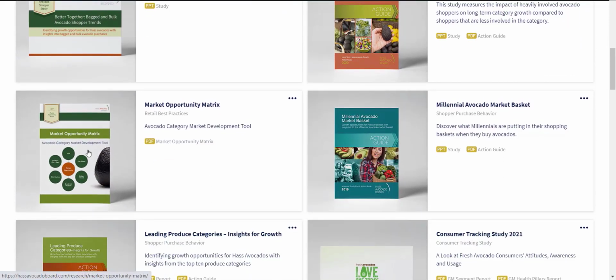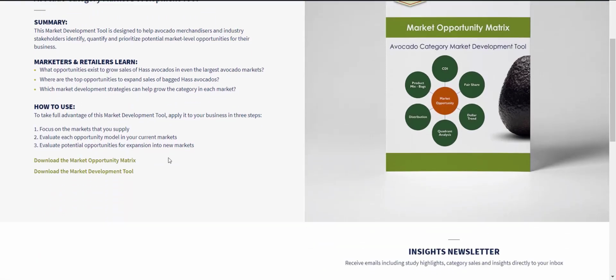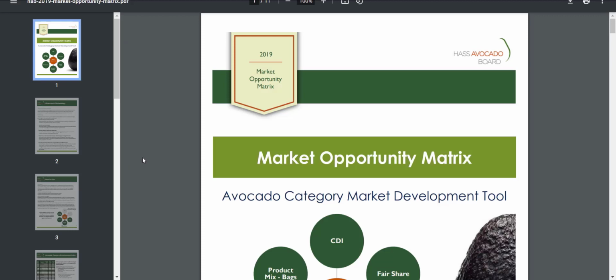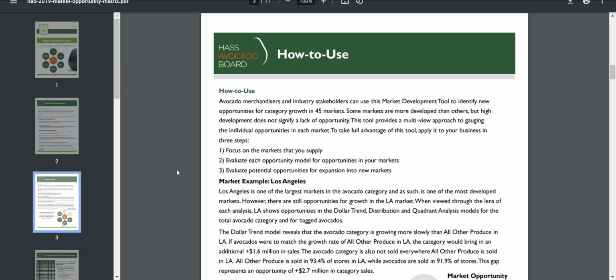So today I will talk about the market opportunity matrix. This tool is designed to help avocado marketers to identify, quantify, and prioritize potential market level opportunities. Opportunities basically to grow their avocado sales in 45 US markets. So this tool can provide enough information to develop and substantiate a strategy for growth internally or sitting down with your customer.